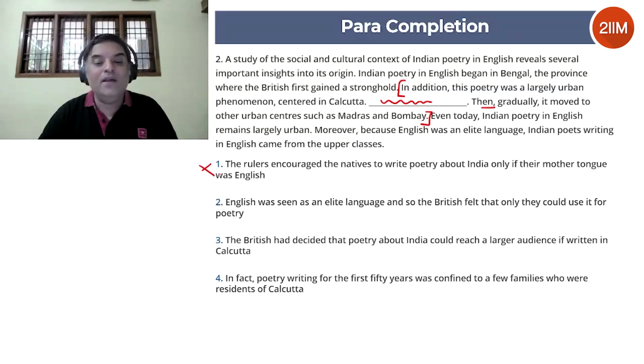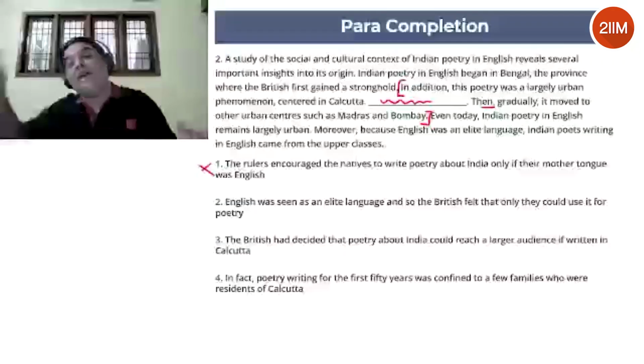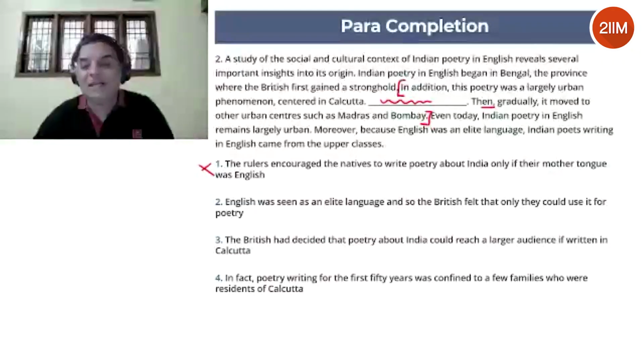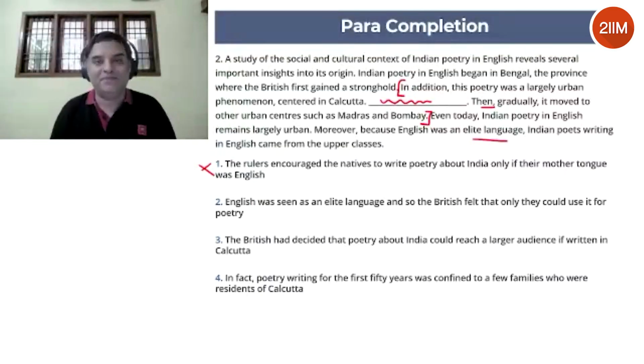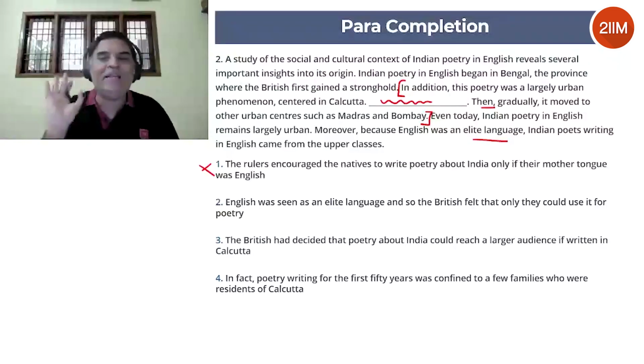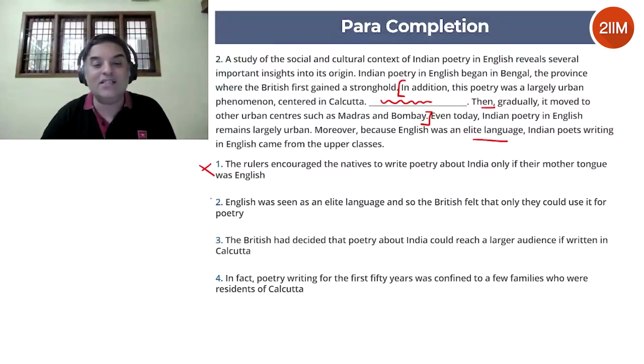So let's eliminate one. Number two, "English was seen as an elite language, and so the British felt that only they could use it for poetry." Again, there is no mention of location. We are talking about Calcutta, and then after the blank, we are moving away from Calcutta. Fine, the paragraph later talks about elite language, but the blank is here. So if you put this sentence here and read it, it will seem abrupt. Maybe the sentence comes later in the article somewhere, because this must have been picked up from an article, right? But that's not what we're worried about. We've been given this paragraph, and the sentence doesn't fit there.